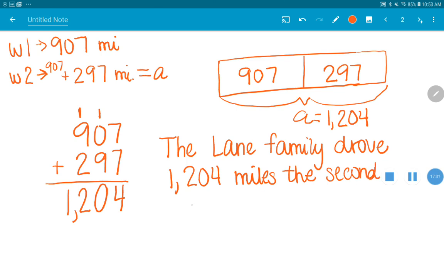That's a lot of miles. That is a lot of miles. Did they drive like all that in one time? And I'm going to put a period at the end because that's a complete thought.